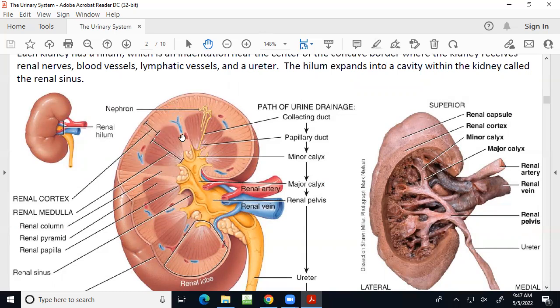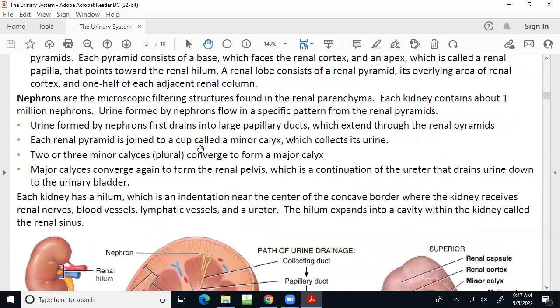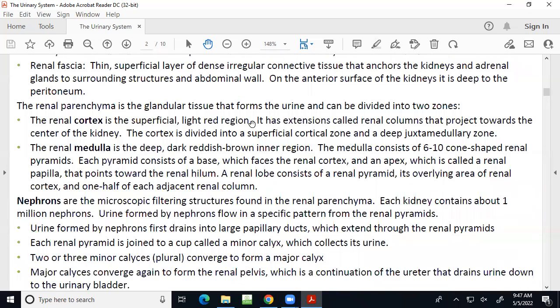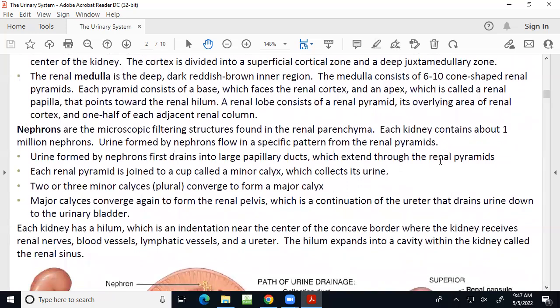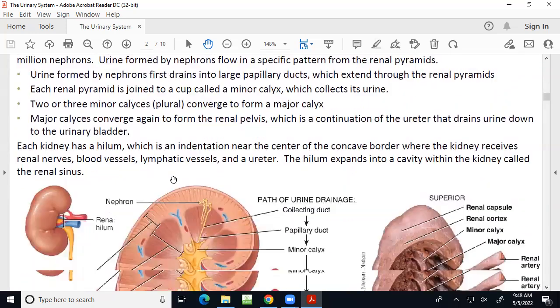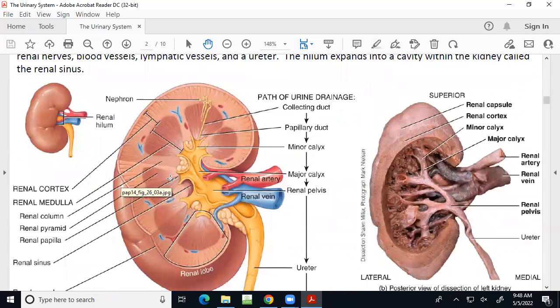Those extensions here between the triangular shaped parts of the medulla are called renal columns. Okay, and so those are extensions of the cortex that project towards the center of the kidney. Okay, and that's something that's visible and will be definitely something I want you to know for the exam. Cortex actually can be divided into a superficial cortical zone and a deep juxtamedullary zone, but those are so small and minuscule that they aren't illustrated in the picture.